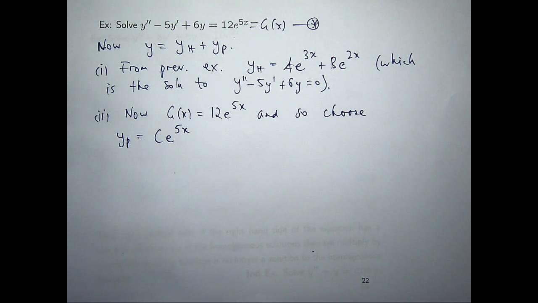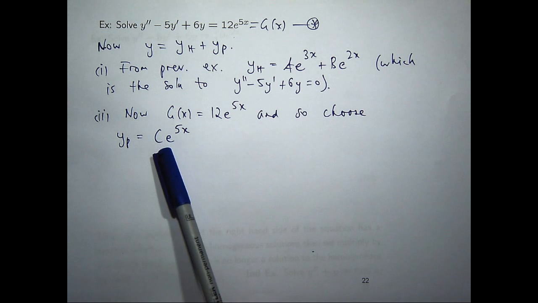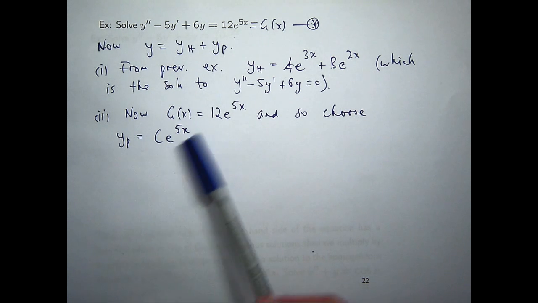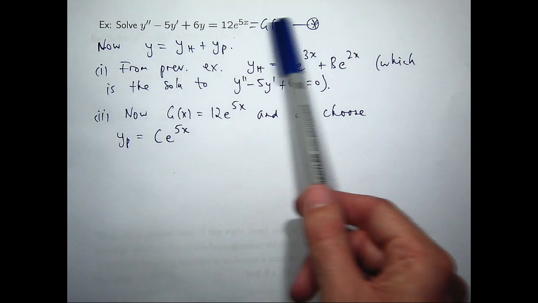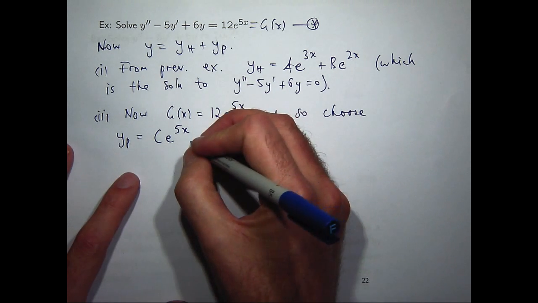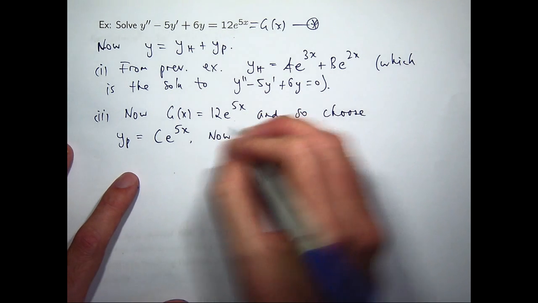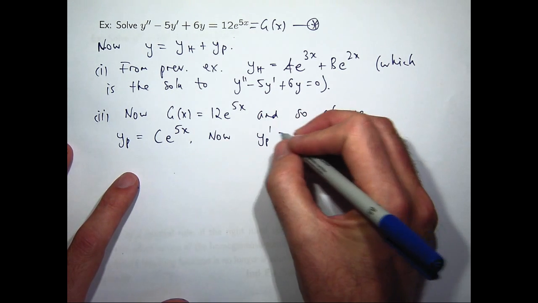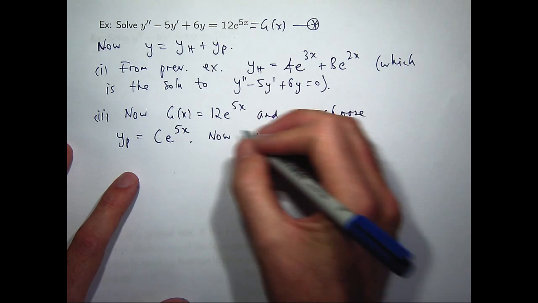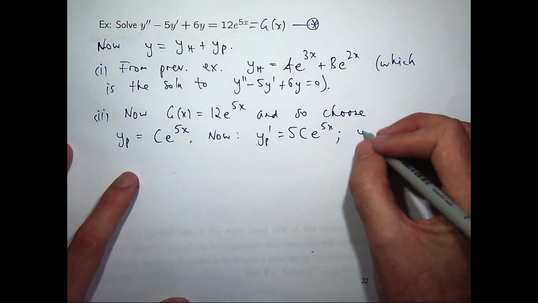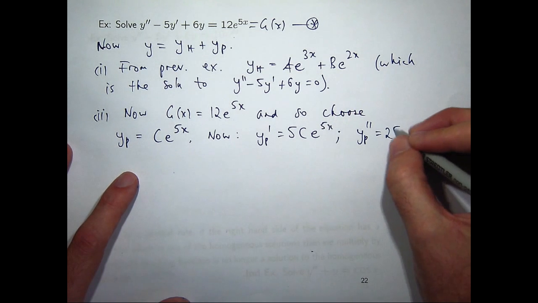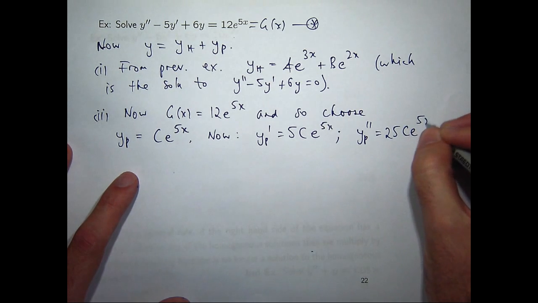Okay, so what I would like to do in this second step is determine the value of c, such that this particular constructed solution will satisfy the original equation. Okay? So let's just differentiate once. I'll get 5c e to the 5x. Differentiate twice. I'll get 25, so that 5 comes to the front again, 25c e to the 5x.